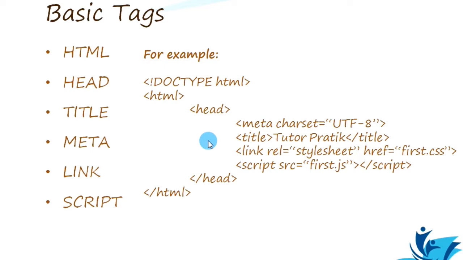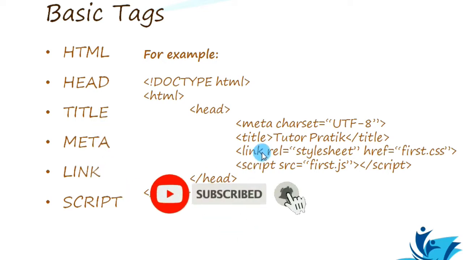Basic tags. Normally in our HTML we use these basic tags: html, head, title, meta, link, script. HTML is the main container of our coding. For example, we can check that we started with doctype html, and after that we started the html tag. This is the main container of our HTML coding. After that we have the head. The head consists of the following: title, meta, link, and script tags.